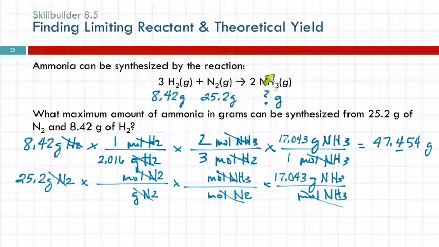Ratios here, 2 moles of ammonia to 1 mole of nitrogen. Here I need the molar mass of nitrogen. It's 2 times the mass of nitrogen. It's 28.02. 25.2 divided by 28.02 times 2 times 17.043. I think it's actually supposed to be 034. I'm going to ignore that for right now.